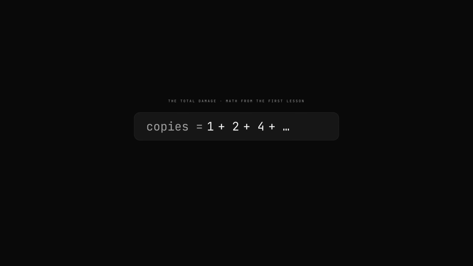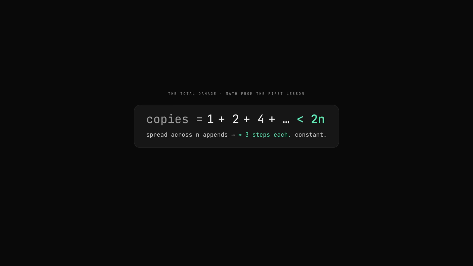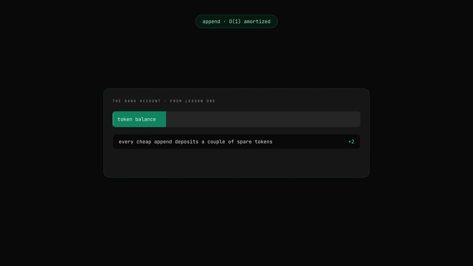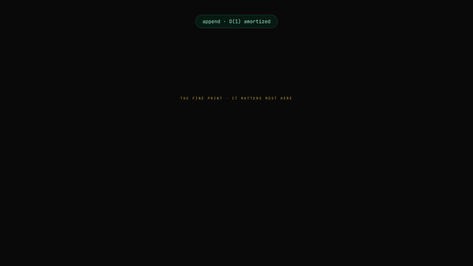The first lesson already did this math, so let's just collect it. Appending n elements triggers copies at every doubling, 1 plus 2 plus 4, and so on, and that sum never reaches 2n. Spread the total across the n appends, and each one carries about 3 steps, constant. Order 1, amortized. The bank account from Lesson 1, every cheap append deposits a couple of spare tokens, the rare doubling withdraws the balance, and the account never overdrafts. But hold on to the fine print, because it matters more here than anywhere else in the course.